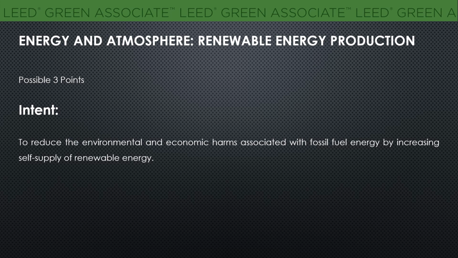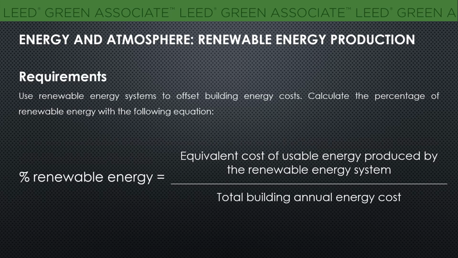The intent of this credit is to reduce the environmental and economic harms associated with fossil fuel energy by increasing the self-supply of renewable energy. In order to achieve this credit, use a renewable energy system to offset building energy costs. Calculate the percentage of renewable energy with the following equation.